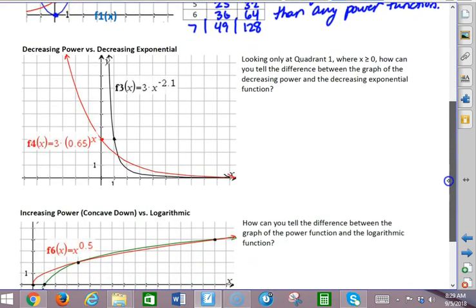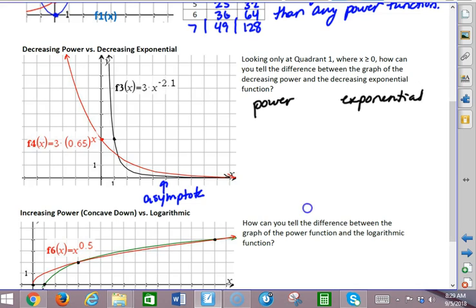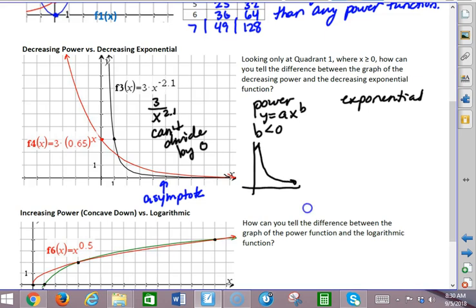Now there's also a lot of similarity between the shape of a decreasing power and a decreasing exponential graph. They both have this downward curve. They both have the same asymptote here. But there's a difference in that the power function does not cross the y-axis, but the exponential function does. So here's the big difference. Power, exponential. If we have y equals ax to the b, and b is less than 0, then we can't divide by 0, okay? So this is the same as 3 over x to the positive 2.1. We can't divide by 0. So there is no y-intercept, because x can't equal 0.